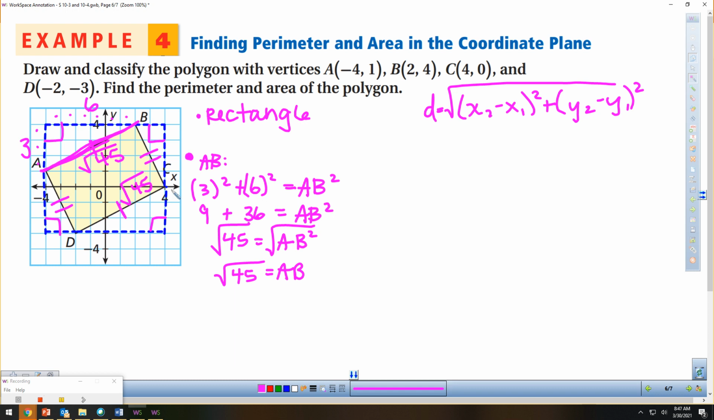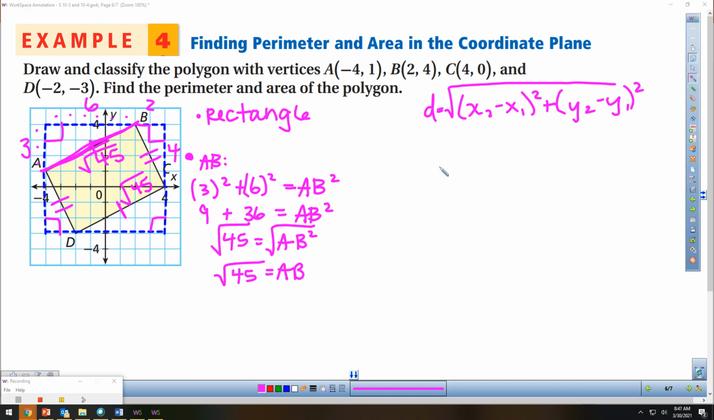Do you guys think that was easier than doing the distance formula? I hope so. Alright, we're going to do it again over here. I need to find the length of BC. So what is the length of this leg? 2. What about this leg? 4. So then now I'm going to do this leg and this leg to find the length of BC.